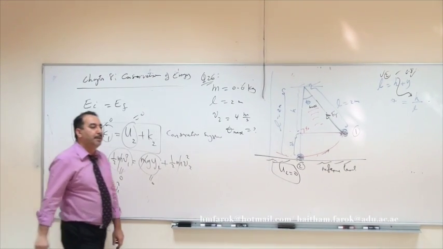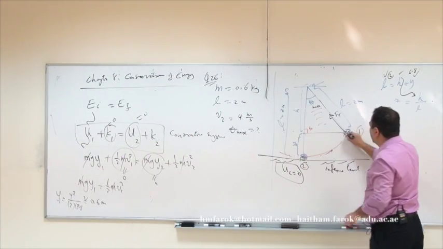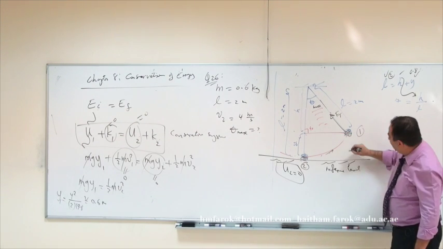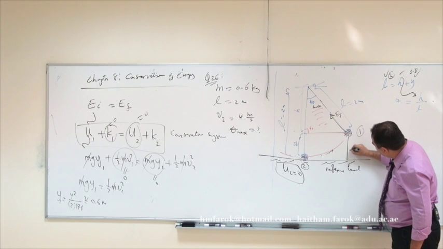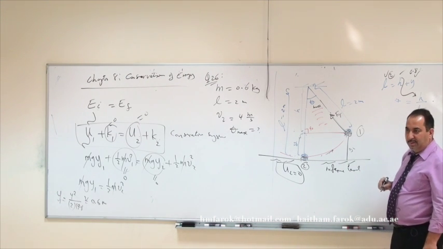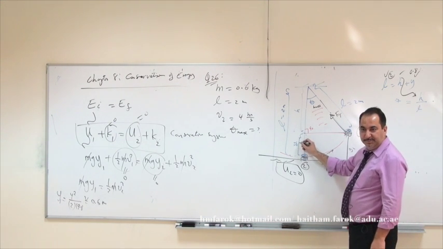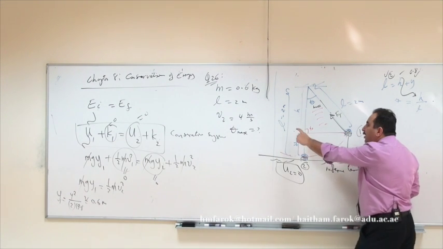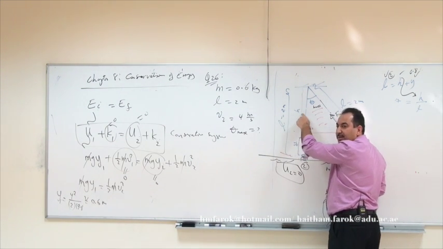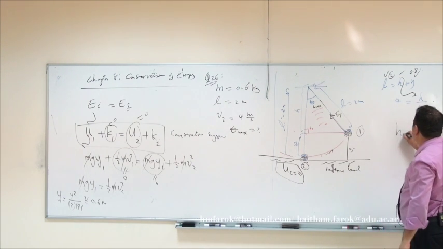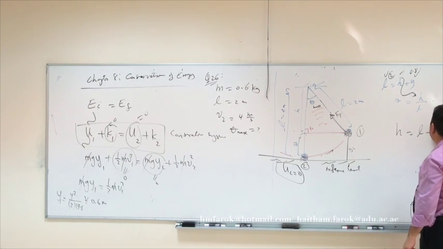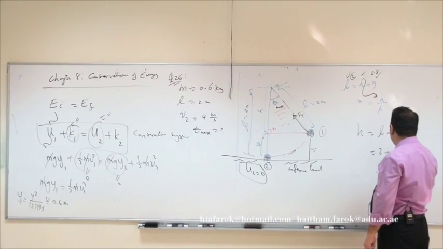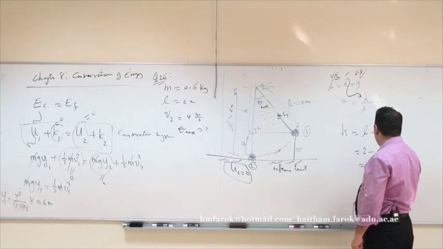Now, where is y1 here? This is y1, from the point to the reference, vertical. Remember, y1 means the y here. So if you know y, and you know L, you find what? H. So what is H equal to? L minus y1. 2 minus 0.6, yeah? 1.4.